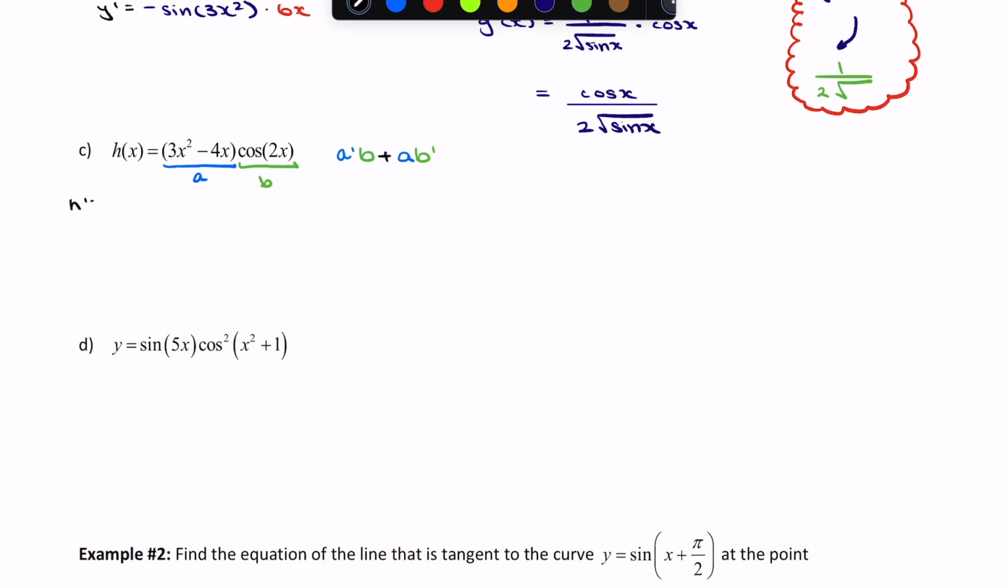So here we have h prime of x is equal to, first do a prime, which will be 6x minus 4, and we'll keep the b value, which is just cos 2x. And we'll add, so a here is 3x squared minus 4x, and then the derivative of b here will be negative sine 2x, and then the derivative of the inside there, which is 2.